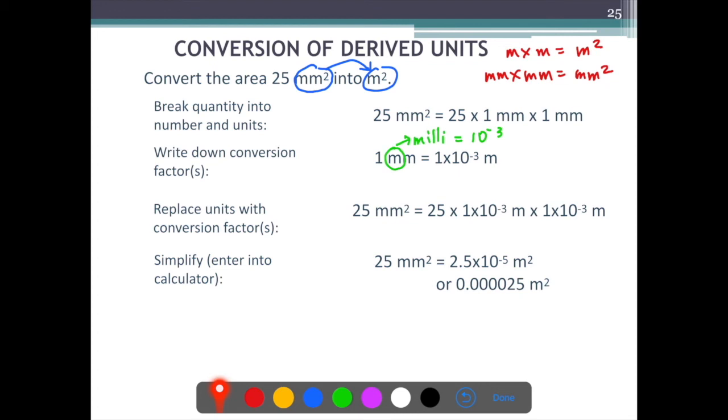So the important takeaway idea here is that if you're converting something that's squared, like millimeters squared, you need to convert millimeters 2 times, because millimeters squared essentially is millimeters times millimeters. So you have to convert this millimeter and then that millimeter. And that's why you have to do the conversion 2 times. You have here the 2 conversions from millimeters to meters.